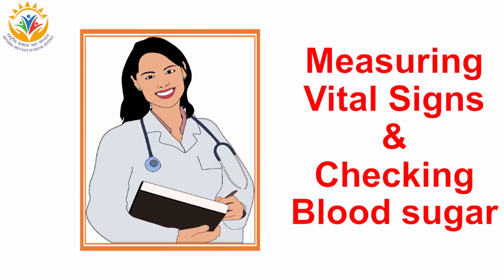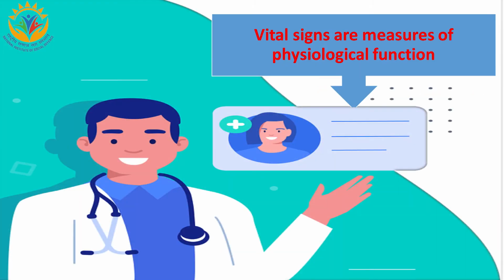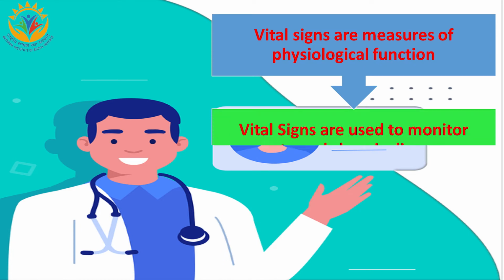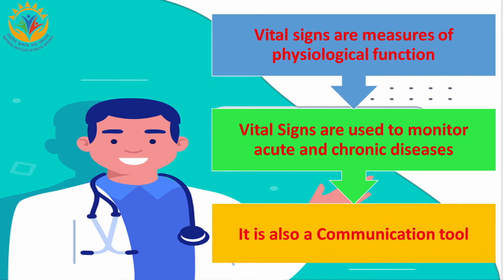So today's topic of discussion is measuring vital signs and checking blood sugar. Vital signs are objective measures of physiological function that are used to monitor acute and chronic diseases and thus serve as a basic communication tool about the patient's status.